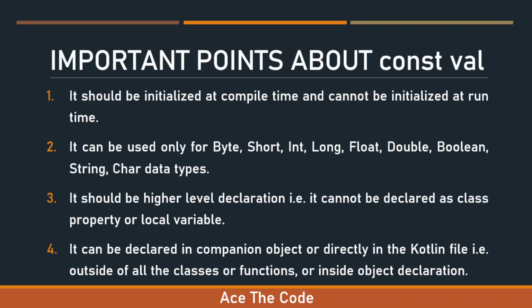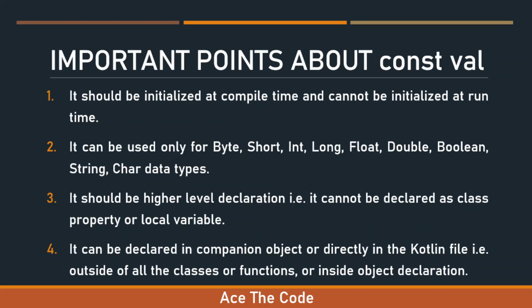In Kotlin, there is no such concept called static variables or static functions, and hence the equivalent feature we have in Kotlin is companion object. Const val can be declared inside the companion object. It can be declared also inside the object declaration. In Kotlin, to declare a singleton class, we don't have to take extra efforts. We can simply create object declaration, and const val can be declared inside the object declaration as well. And it can be declared directly in the file outside of all the functions and all the classes.